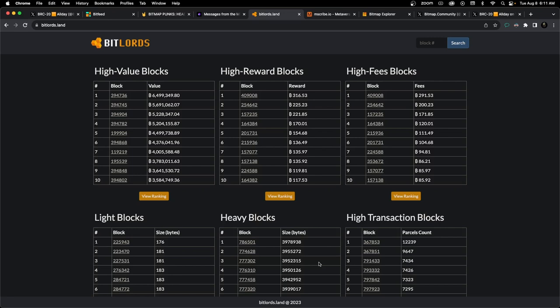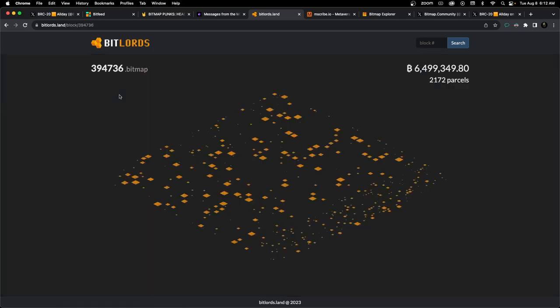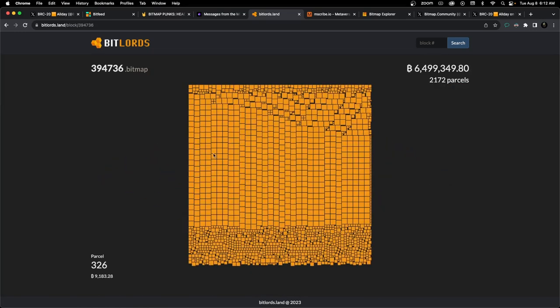We're still pretty early in the Bitmap protocol, and all of these tools will play a major role in the development of the ecosystem overall, I believe. So yeah, we're still pretty early. But also, they have these block visualizers. As you can see here, you can have an overall view of the block in this 2D view.